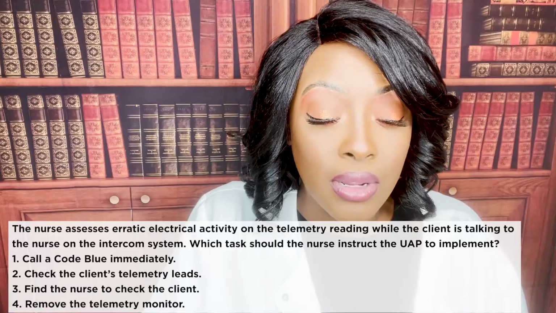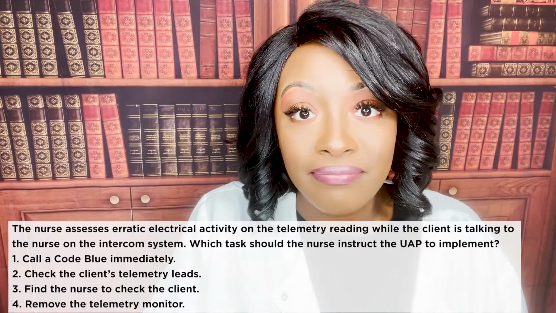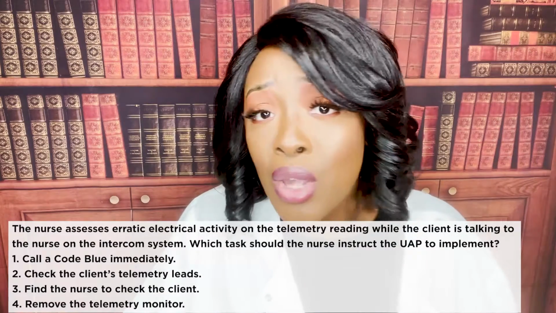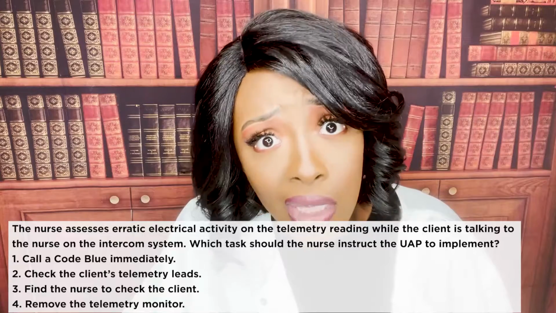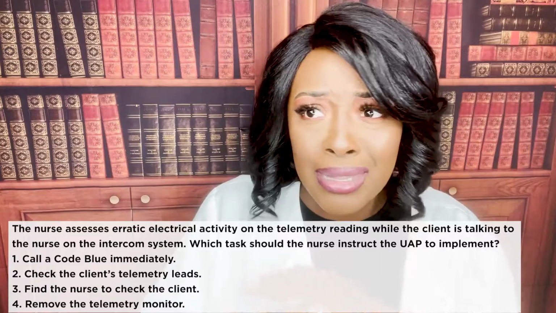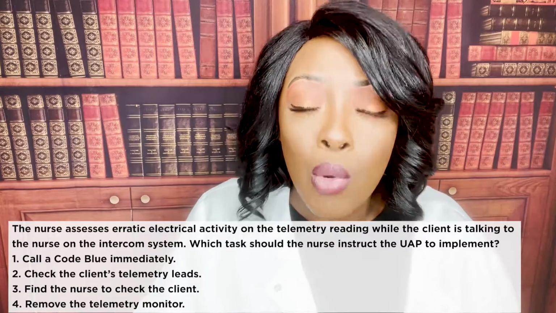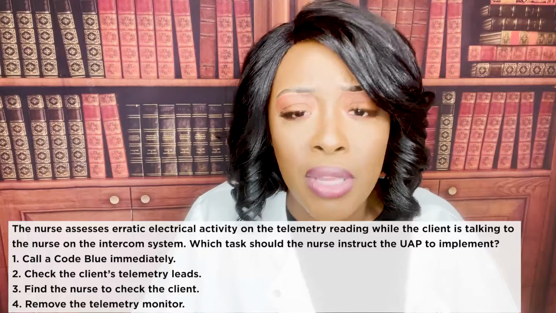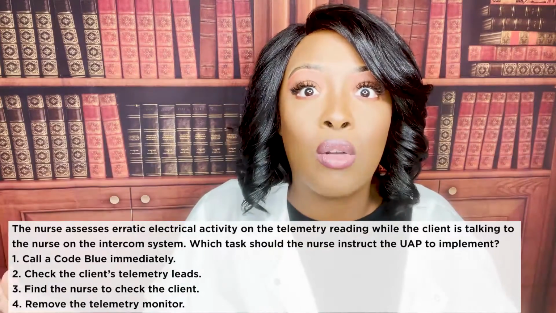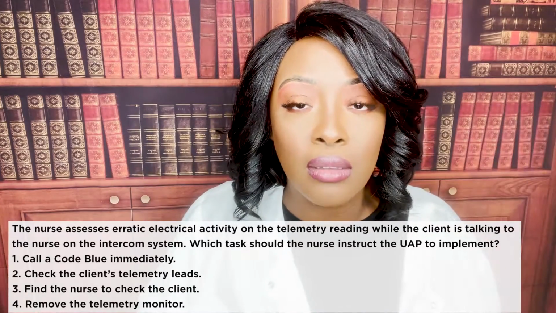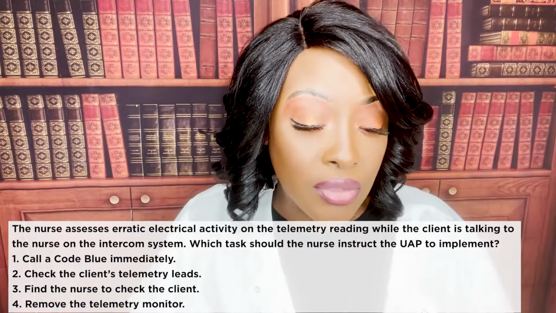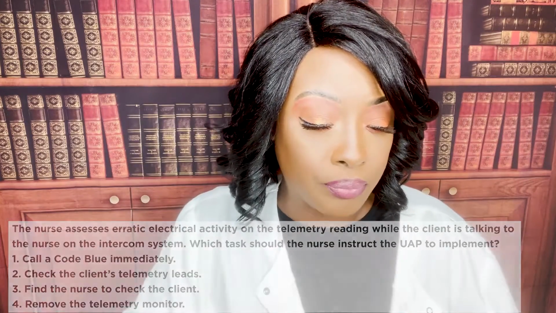And guys, the correct answer is check the client's tele leads. Listen, it says that the nurse is talking to the client. So obviously that client is not coding, they're talking, okay? So if the nurse looks at the leads and sees erratic activity, most likely it's what? One of the leads fell off. You send the UAP to go look at the lead. You're not going to send the UAP to go look for a nurse. All you're doing is delaying care when you do that. Just send them to go look at the lead, okay? Obviously, that patient is not coding because they are talking to the nurse. So that's why number 2 is the correct answer.